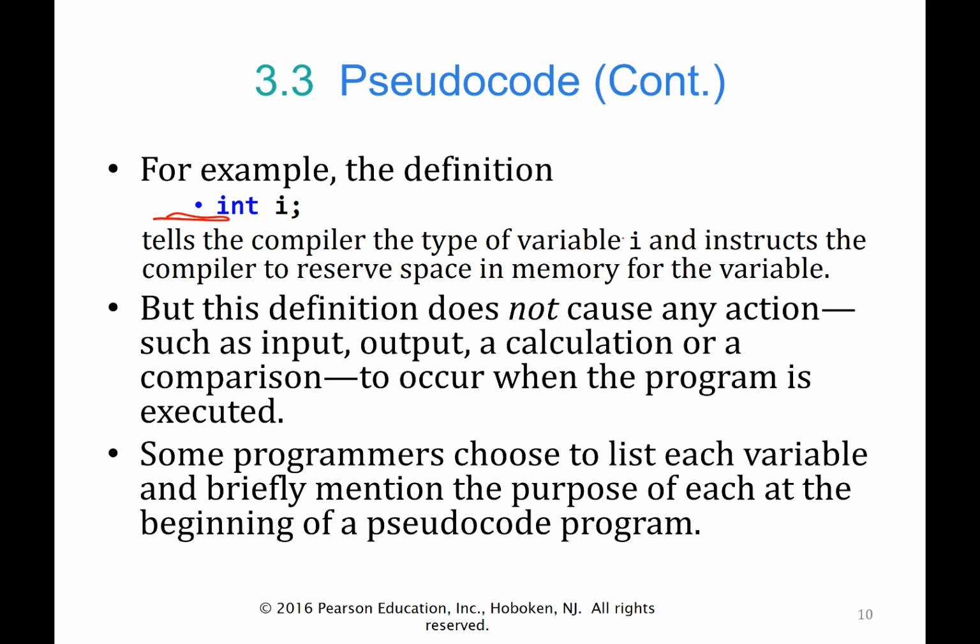So here we're talking about the difference between executable code and non-executable code. Int I is a definition. I'm defining I as a variable of type integer. I'm not doing anything with I. I'm just setting aside space for it.